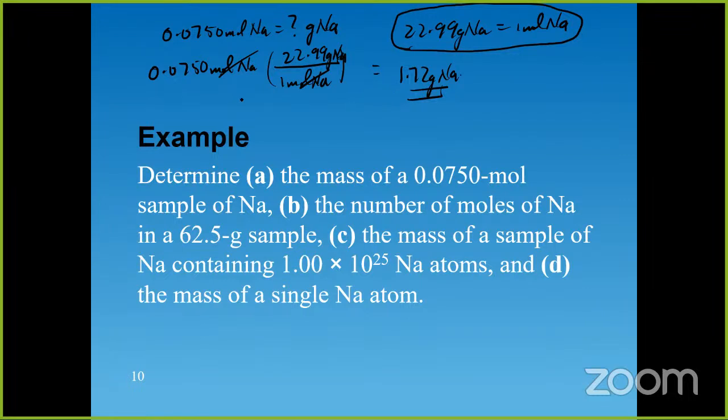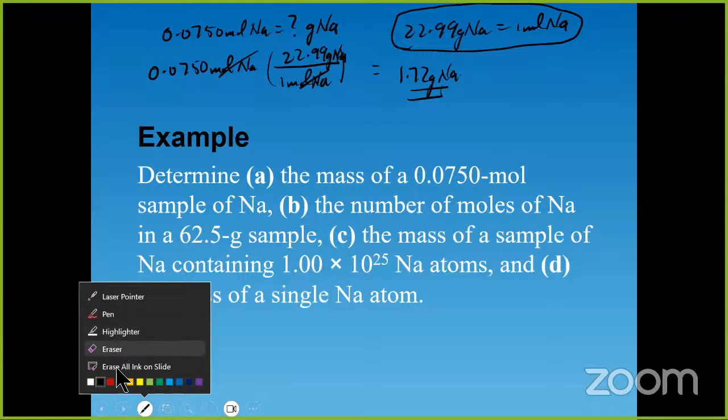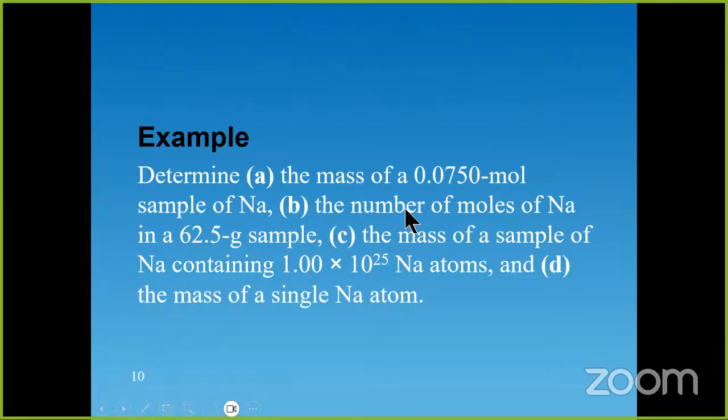Okay. Let me get rid of this and move on to letter B. In this case, they're asking for the number of moles of sodium, and they gave you the mass. So it's the reverse of what we just did. So they gave you 62.5 grams of sodium, and they're asking for the equivalent in terms of moles of sodium.